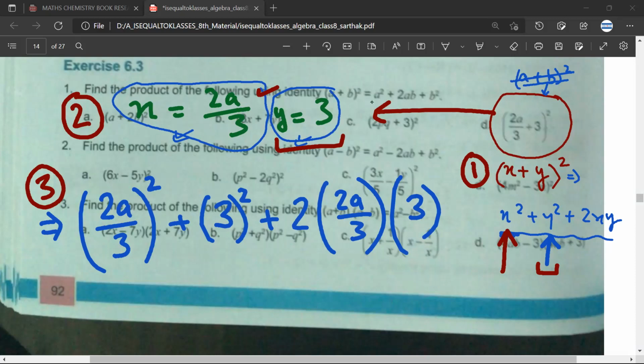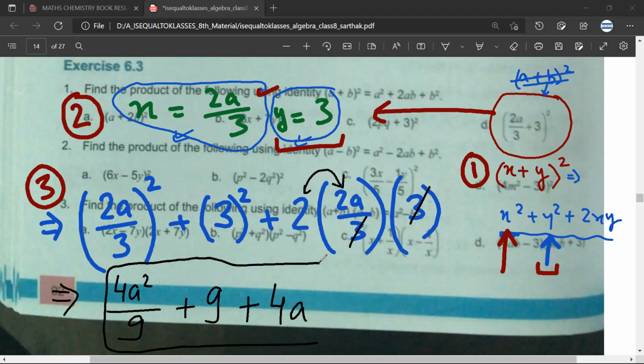Okay. Now we just need to solve this, and this will be equal to 4a square upon 9 plus 9. This 3 and this 3 will cancel. So this 2 and this 2 will get multiplied, and this would be equal to 4a. Mr. Sarthak, any doubt? No, sir. Now this is your final answer, or if you want to write it like this, 4a square upon 9 plus 4a plus 9, that is also fine. Both, if you leave it like here also, it is absolutely fine, no problem.